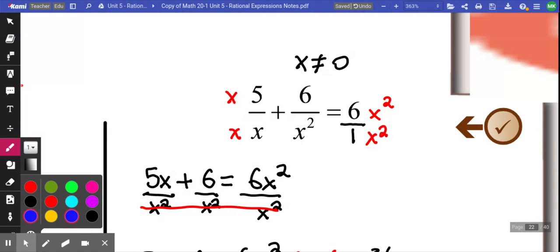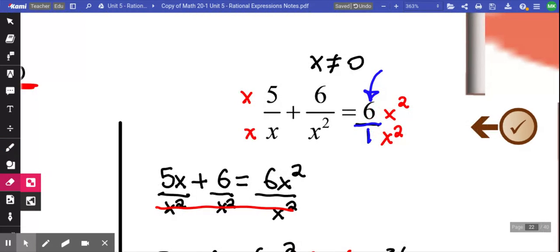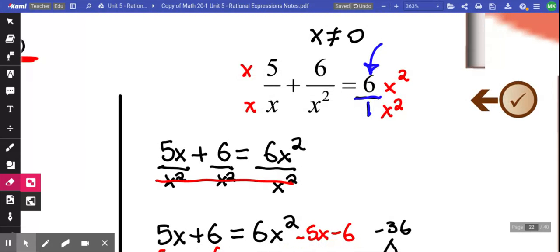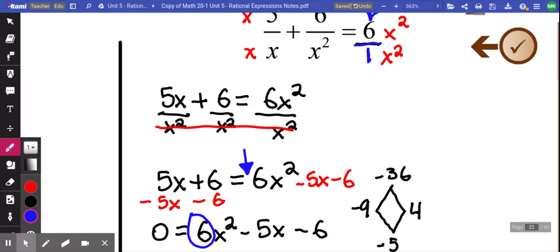Pop on over to the right side. First thing I did was I turned this 6 into a fraction, right? I was like, okay, I need to make that divide by 1 so that I know to get a common denominator. Get my common denominator. Everything is now divided by x squared. I can therefore cancel out my common denominators because there's an equal sign in the question. I moved everything to the right. This is a quadratic equation. Remember when you're solving quadratics, you want a positive a value. So because this is a positive 6x squared, I wanted to keep that thing positive. So I moved the 5x and the 6 to the right so that my a value stayed positive, right? That's important when you're factoring.